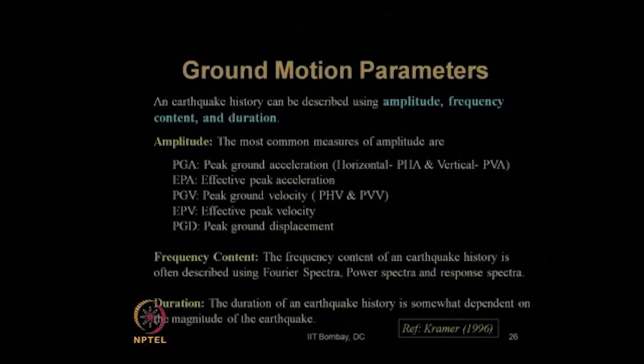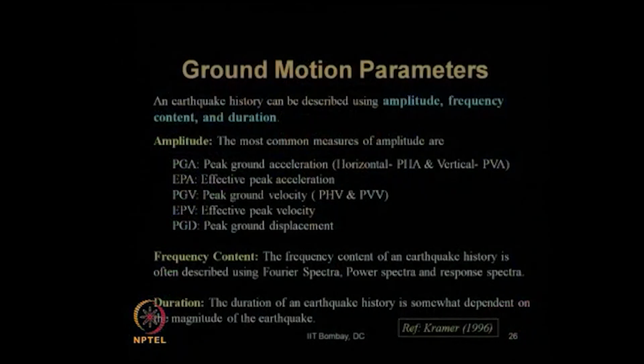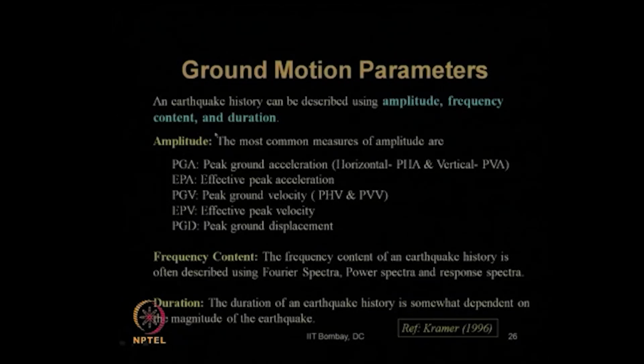Now, coming to the ground motion parameters, what are the various ground motion parameters and why they are important, what are their uses, let us see over here. So, any earthquake history can be described using three major parameters. These are three major ground motion parameters. One is called amplitude, another is called frequency content, and another is called duration. You remember why these three are the major ground motion parameters, why not one?